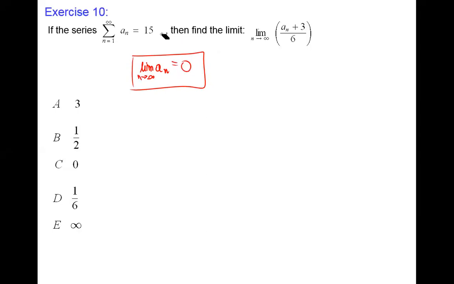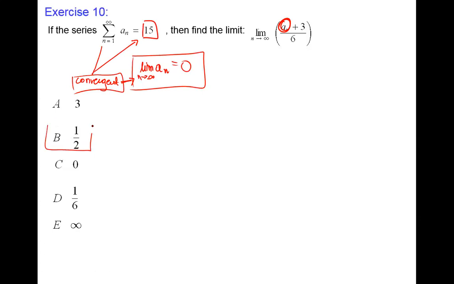Because the point is, this number, 15, could be any number. This 15 is telling me nothing. It's just giving me the message that the infinite series is convergent. This just means that it's convergent. If it's convergent, the limit of a sub n is 0. That means this is 0. 3 over 6 is 1/2.